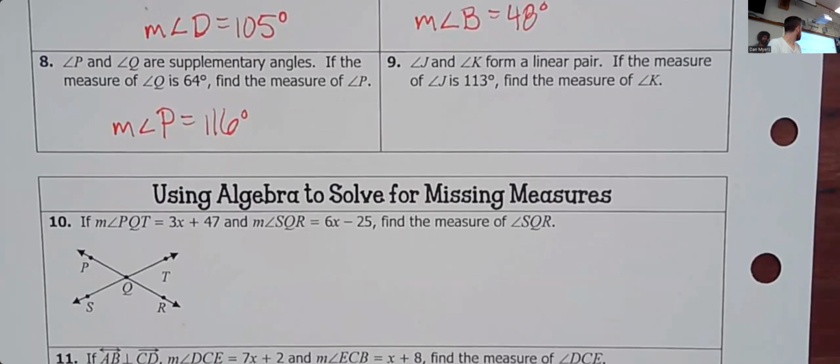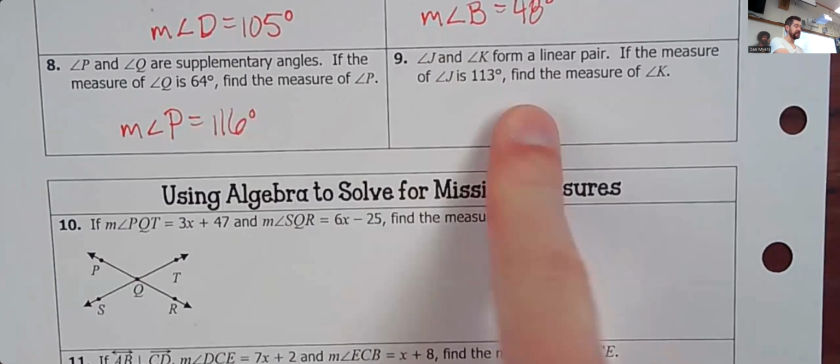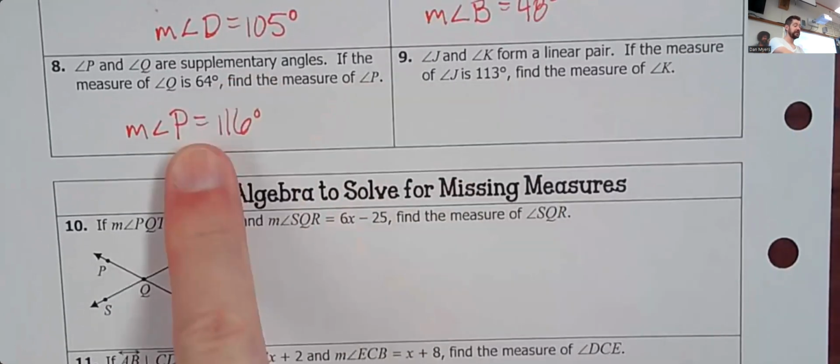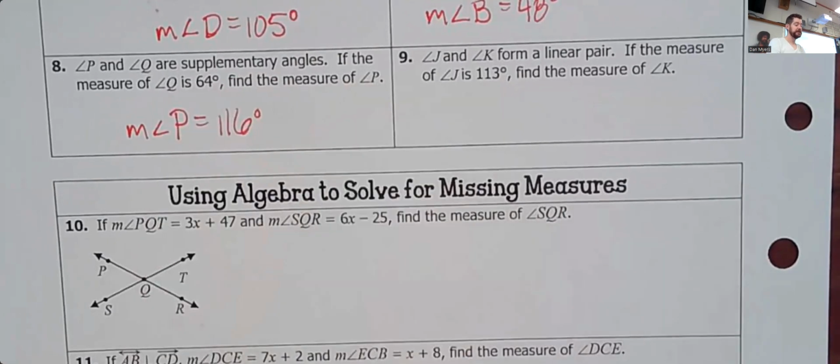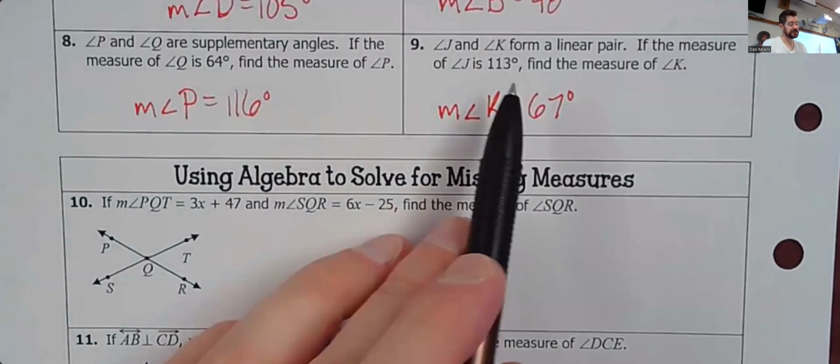All right. Next one, number 9. Angle J and angle K form a linear pair. If the measure of angle J is 113 degrees, find the measure of angle K. Linear pairs add up to what? 180, because linear pairs are supplementary. So this is the same math problem as number 8. It's just using a different word, linear pair, instead of the word supplementary. So what do we get? 67. Good. Measure of angle K equals 67 degrees. 180 minus 113 is 67.